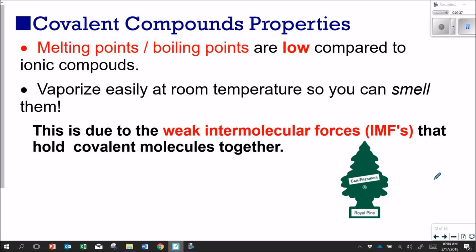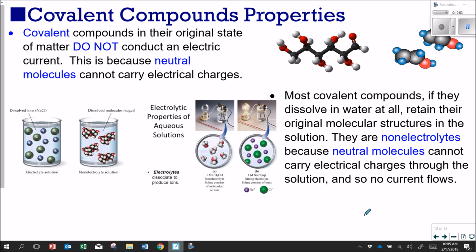Covalent compounds also have lower melting and boiling points in comparison to ionic compounds. They vaporize easily at room temperature, which means they go into the gas phase, so you can smell them. That's why some air fresheners are made from covalent compounds. And this is due to the weak intermolecular forces that hold the covalent molecules together. Covalent compounds in their original state of matter do not conduct an electric current.